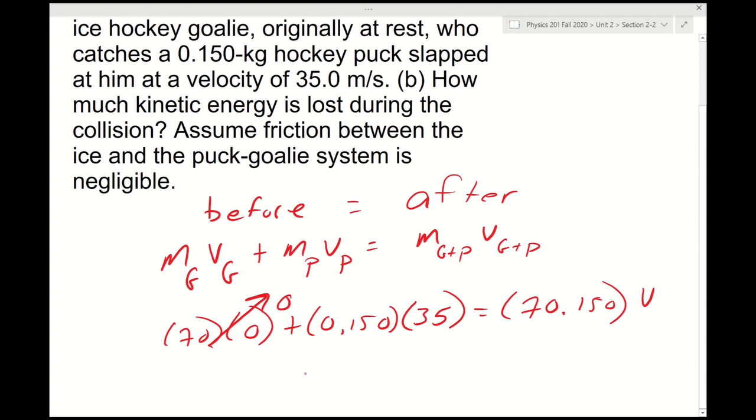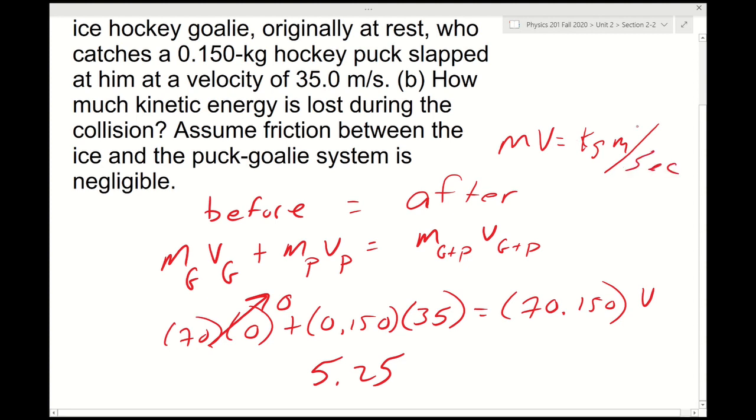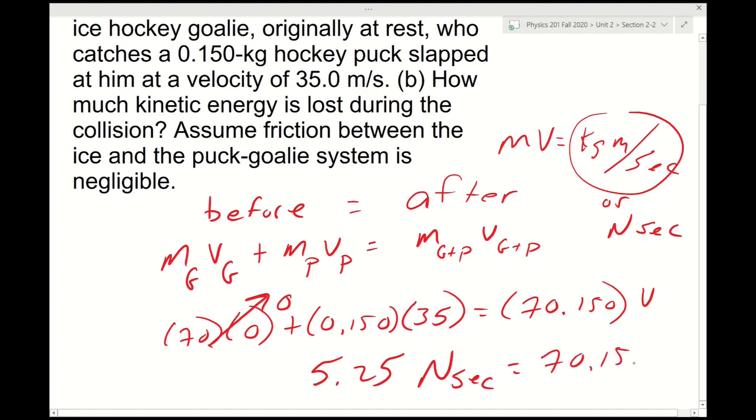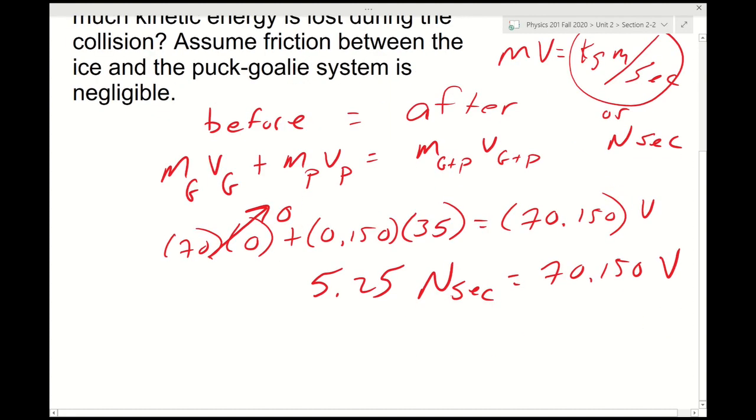So the total momentum of the system before the collision is 5.25. Now, the units for momentum we kind of danced around before and didn't really address. MV is obviously going to be kilogram meters per second. And in fact, oftentimes we will write the momentum either in terms of kilogram meters per second or in terms of Newton seconds. I'm going to write it as N·s here. And that's going to be 70.150 V. I don't normally write the units, I'm just putting them in right here illustratively.